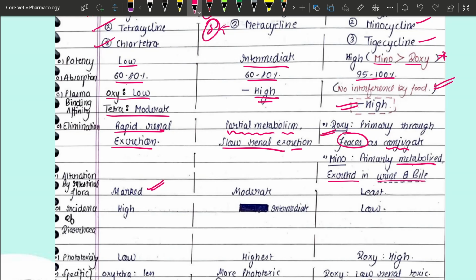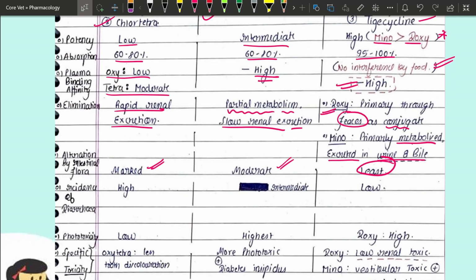Similarly, in the intermediate acting drugs, the alteration in the intestinal flora is moderate, and it is least in the case of the long acting drugs like doxycycline and minocycline, right? And if we talk about the incidence of diarrhea, there is high incidence in the case of the short acting drugs, intermediate diarrhea has been seen in the case of the intermediate acting drugs like demeclocycline, and lowest in the case of the long acting.